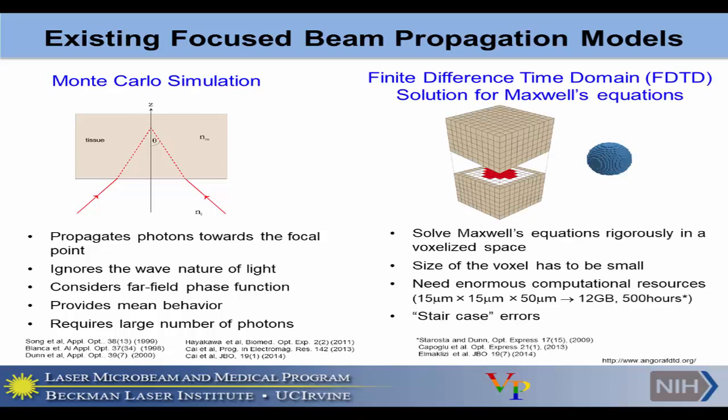In contrast to that, we can use the finite difference time domain solution for Maxwell's equations. In finite difference time domain, what we do is we consider a volume, and then we represent that volume with small voxels.